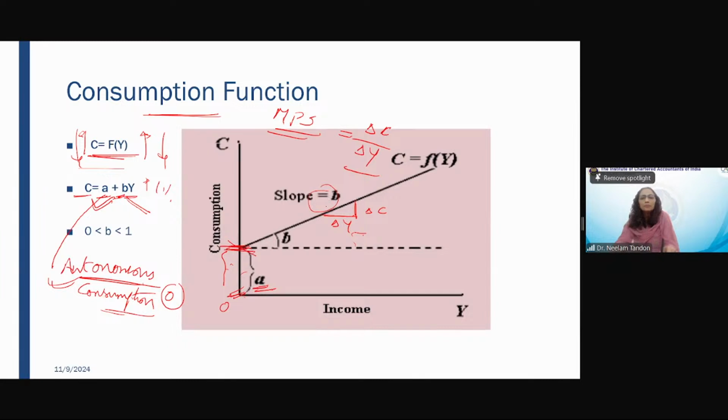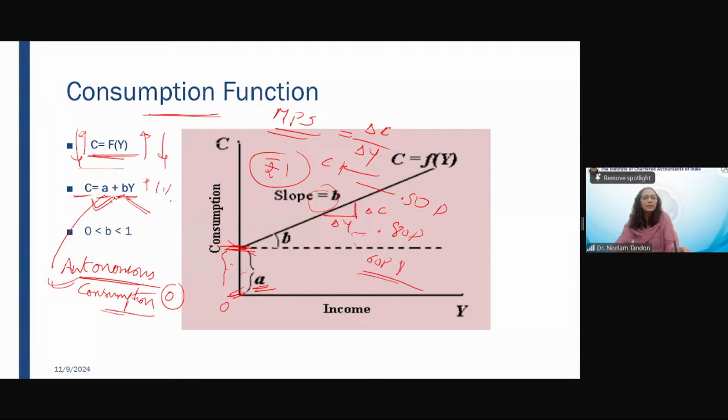Okay, so basically if income increases by 1%, how much is the increase in consumption? अगर ₹1 से इनकम बढ़ती है कंट्री में, if income increases by ₹1, just an example, consumption कितना बढ़ रहा है? 50 पैसा से बढ़ रहा है, या 80 पैसा से बढ़ रहा है, या 60 पैसा से बढ़ रहा है?